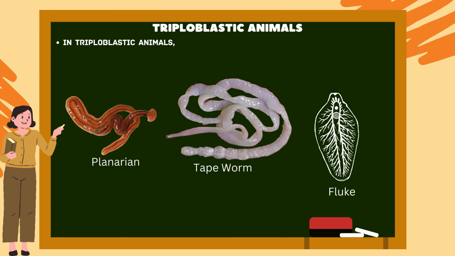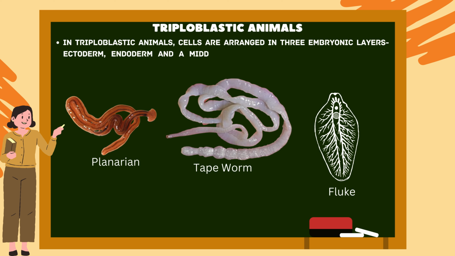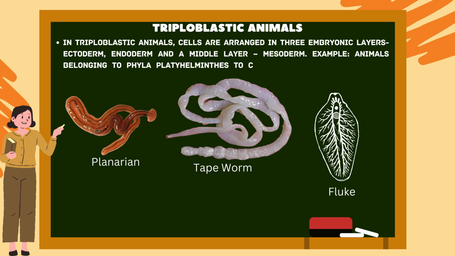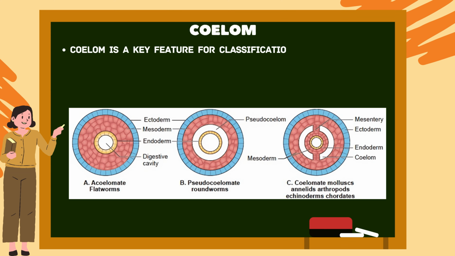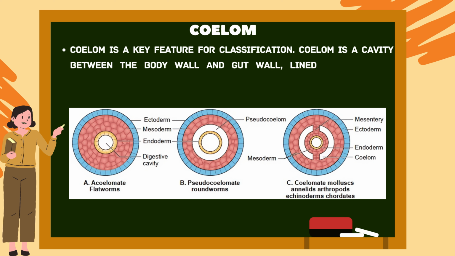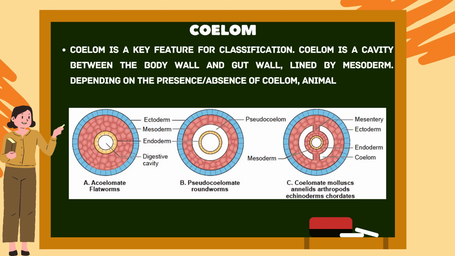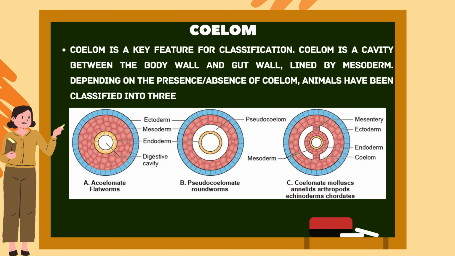Triploblastic animals. In triploblastic animals, cells are arranged in three embryonic layers: ectoderm, endoderm, and a middle layer mesoderm. Example, animals belonging to phyla Platyhelminthes to Chordata have a triploblastic organization. Coelom. Coelom is a key feature of classification. Coelom is a cavity between the body wall and the gut wall, lined by mesoderm. Depending on the presence or absence of coelom, animals have been classified into three: acoelomate, pseudocoelomate, and coelomate.